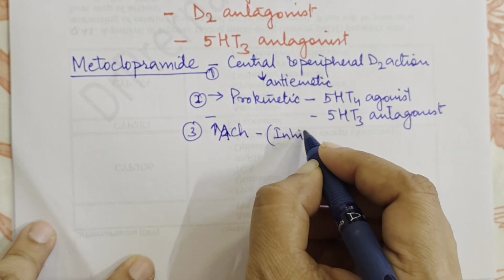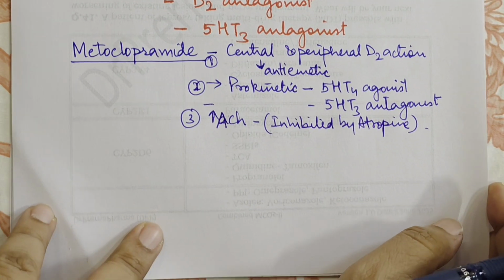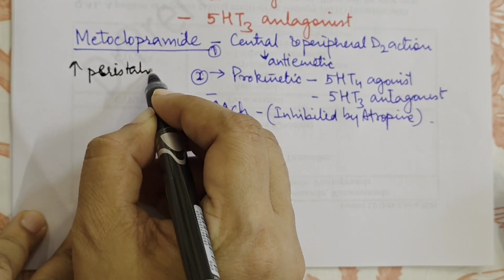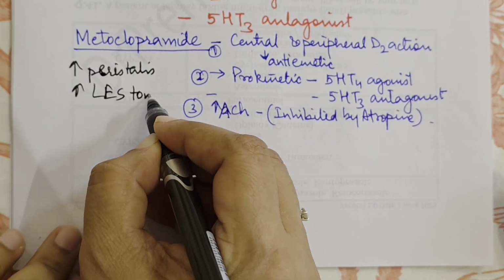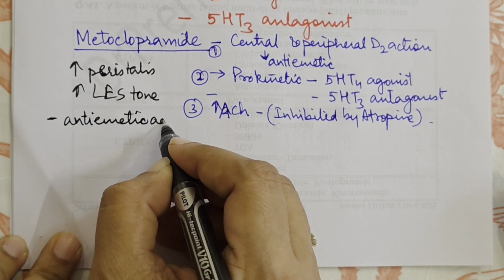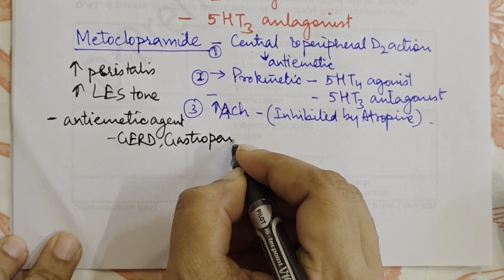So the actions can be inhibited by atropine also. If somebody is giving atropine, then metoclopramide action will be reduced. Now what does it do? It increases the peristalsis, it increases the LES tone, and so it is very commonly used as an antiemetic agent in GERD and also gastroparesis.